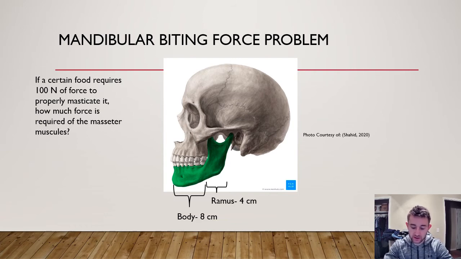To solve this, let us assume a couple variables. The first being that the ramus of the mandible, which is at this part right here, so on either side, it's the angled part, the upward part. So the ramus is 4 centimeters long.